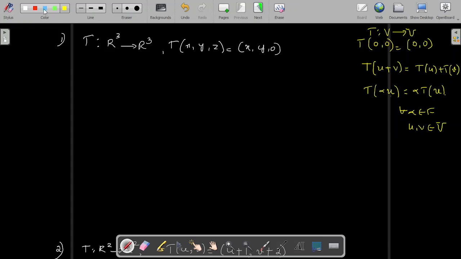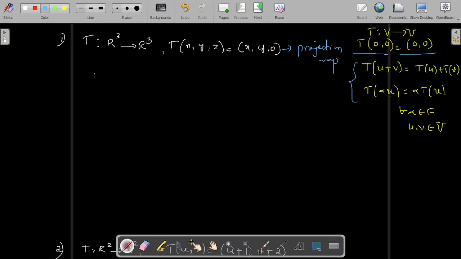So whenever you are asked to check whether the given transformation is linear or not, you always first begin with whether the 0 element is mapped to 0. Then you go with the scalar multiplication and vector addition. So first see here, this is the problem. T from R cube to R cube, T of x comma y comma z equals x comma y comma 0. This is the projection map. You have to check is it linear or not.